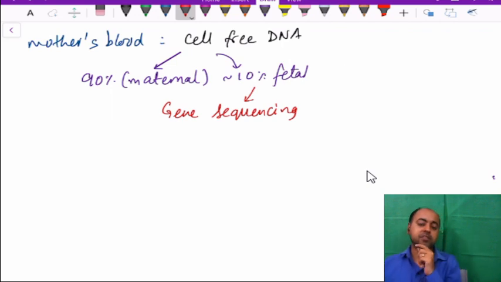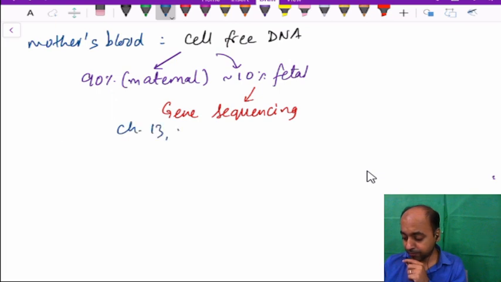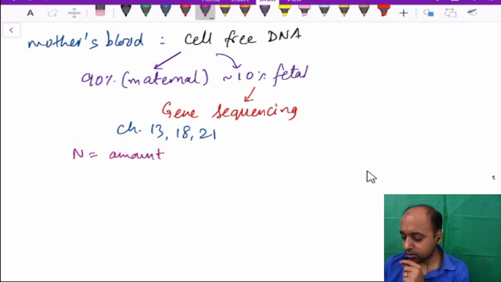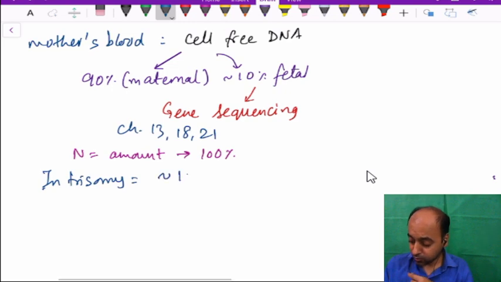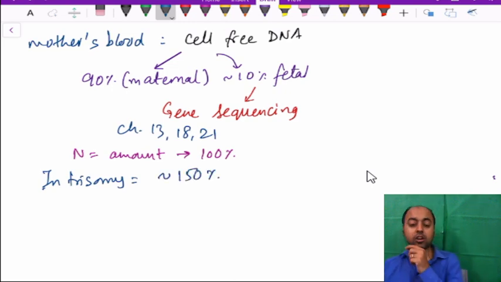We identify certain specific genes for the three chromosomes, chromosome number 13, 18, and 21, and we do the gene sequencing. The normal amount is considered as 100%, whereas in trisomy the amount of that particular gene will become 150%. So this is how we can identify the trisomies.